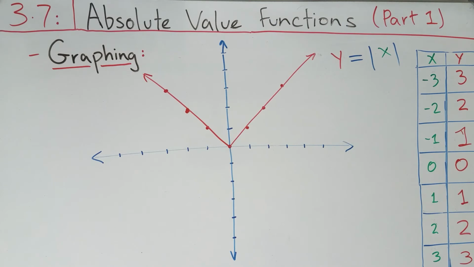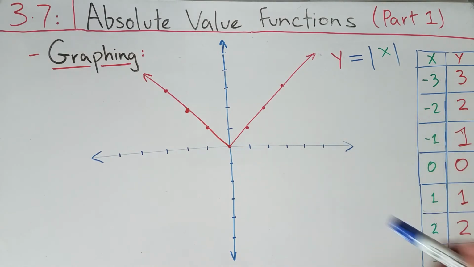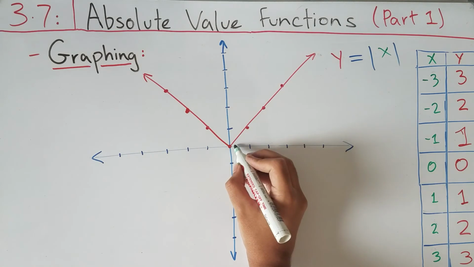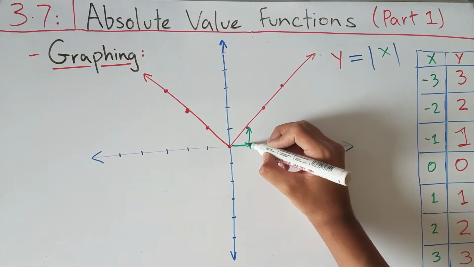We can see that the function y equals the absolute value of x has an x-intercept and a y-intercept that is shared at (0, 0). We can see that it also has a constant change in its x values as they move to the right, and it's also constant as they increase upwards along the y.